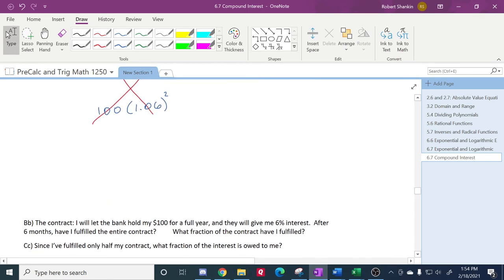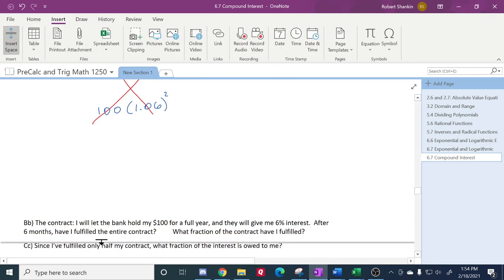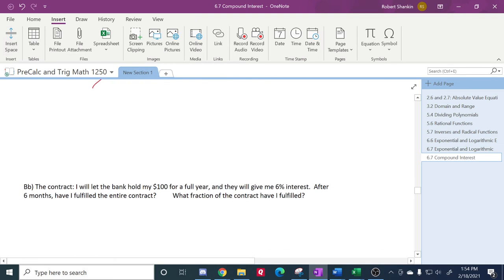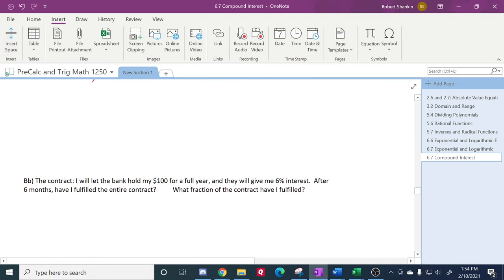Here's the contract. And let me space this out a little bit. I will let the bank hold my $100 for a full year, and they will give me 6% interest. After 6 months, have I fulfilled the entire contract? The answer is no. What fraction of the contract have I fulfilled? Exactly half of my contract.